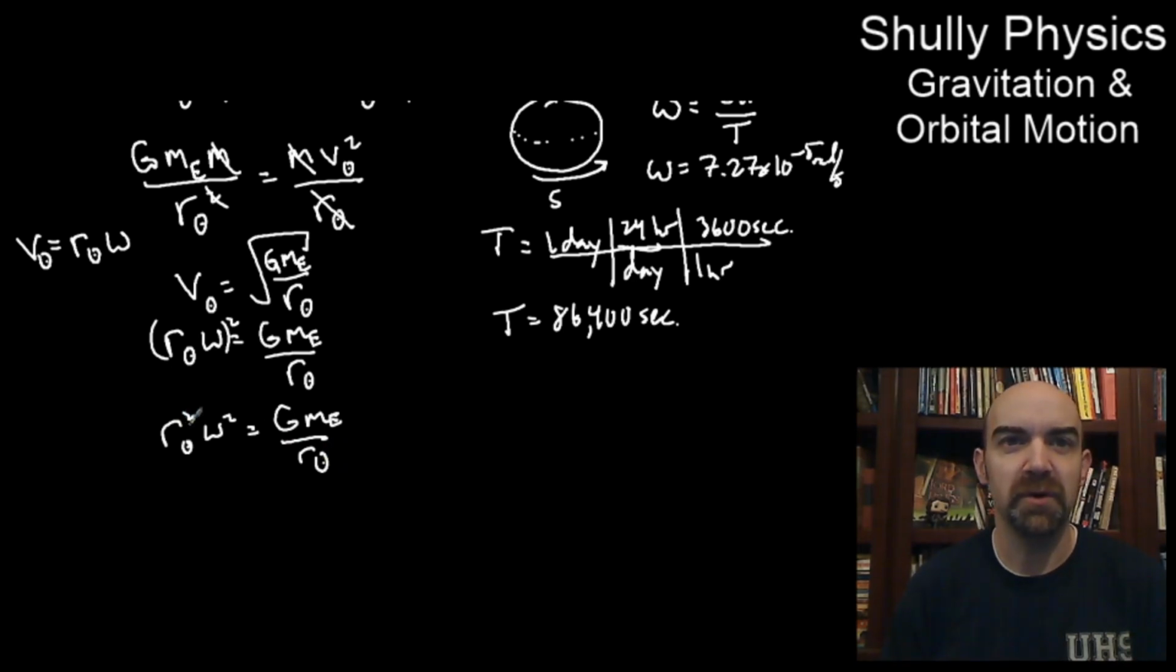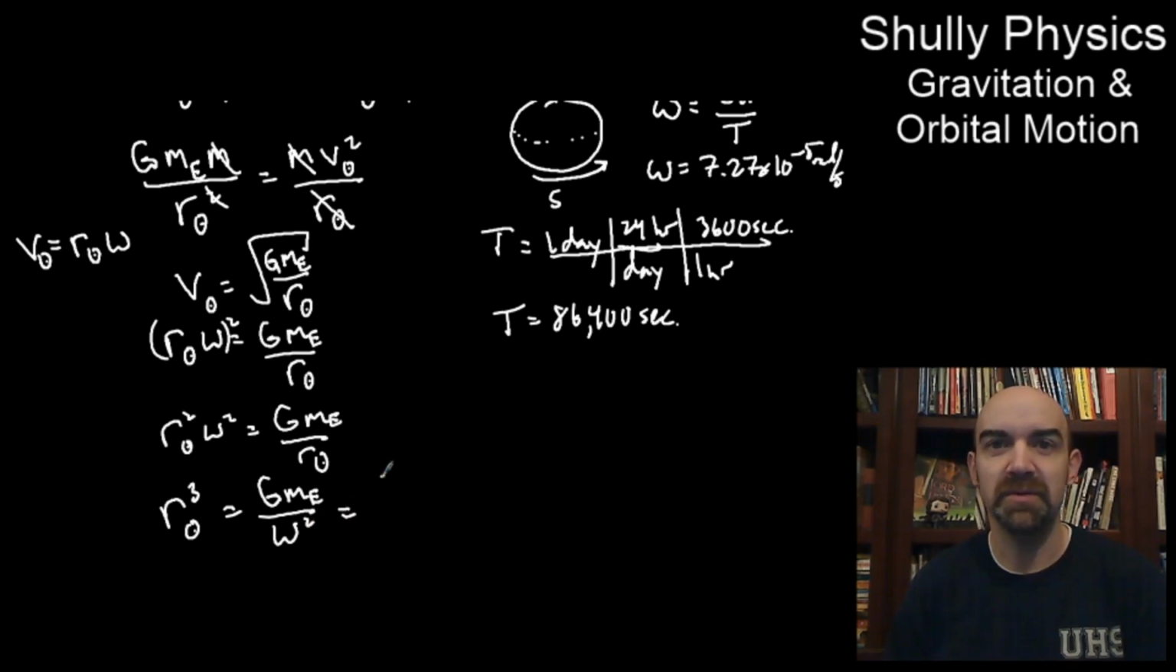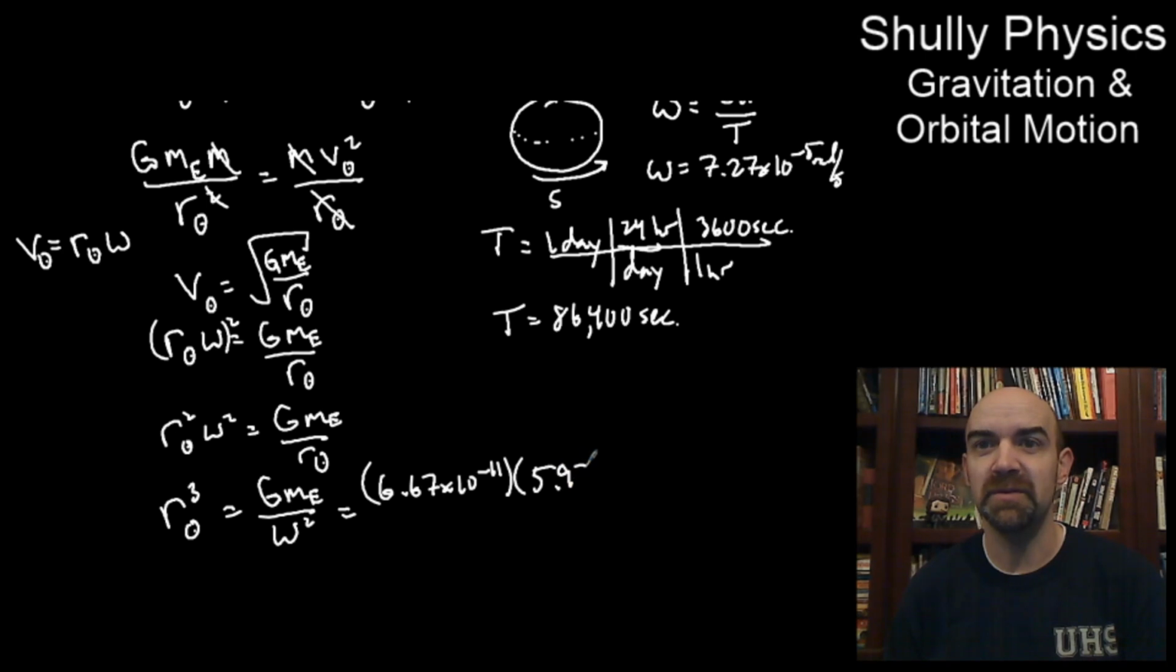And since we're solving for R orbital, let's go with cube. Bring this one up to this side, and we're going to divide both sides by omega squared. G massive Earth over omega squared. Just some geometry there. And we can plug those in. 6.67 times 10 to the negative 11. We got massive Earth. That sucker keeps coming up. 5.97 times 10 to the 24 kilograms, divided by omega squared, 7.27 times 10 to the negative 5, squared.